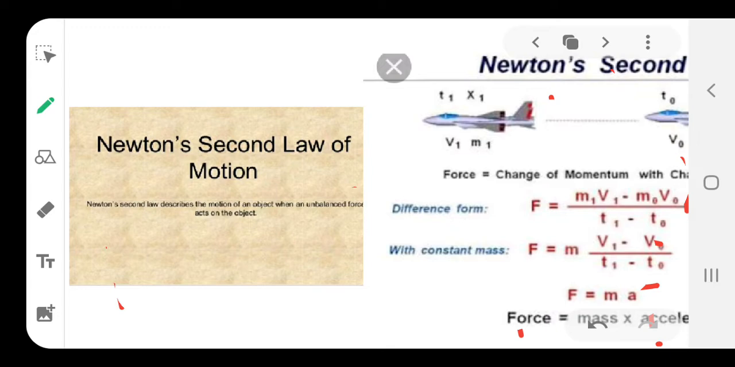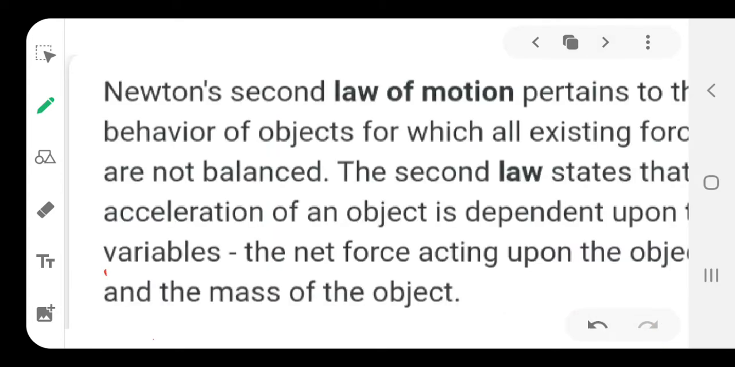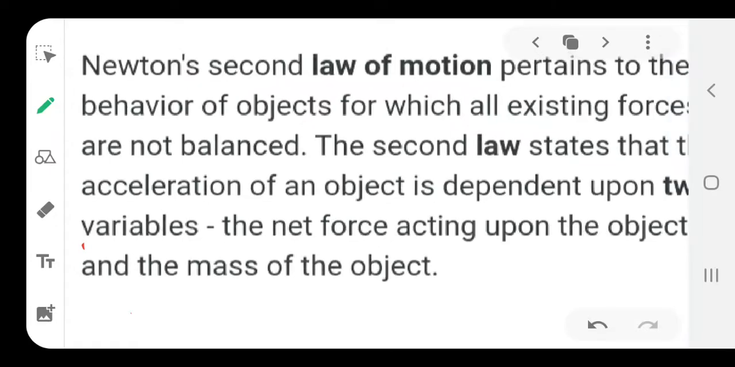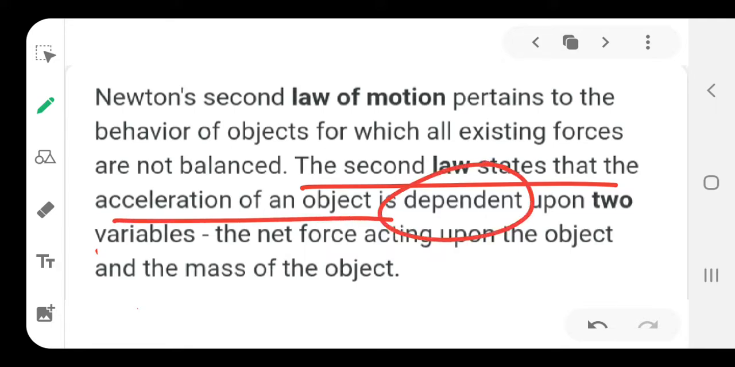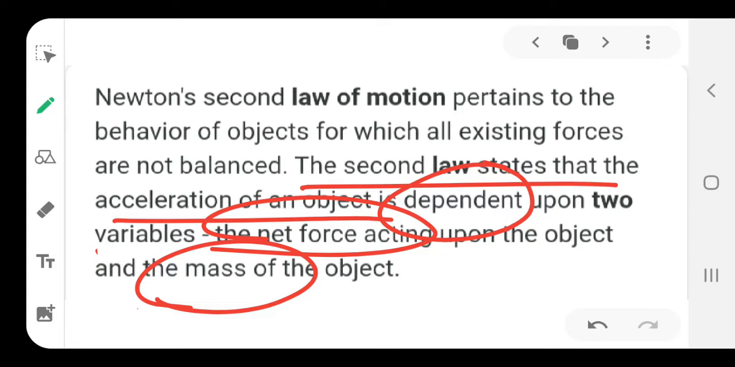So, we will do that topic after we wind up all the 3 laws of Newton. Now, again the same statement comes to you, and make sure that you know the terms. Newton's second law states that the acceleration of an object depends upon 2 factors. And what are the 2 factors? The net force produced in the body and the mass of the object. Is it clear? The net force acting upon the body and the mass of the object. So, Newton's second law depends on these 2 factors.